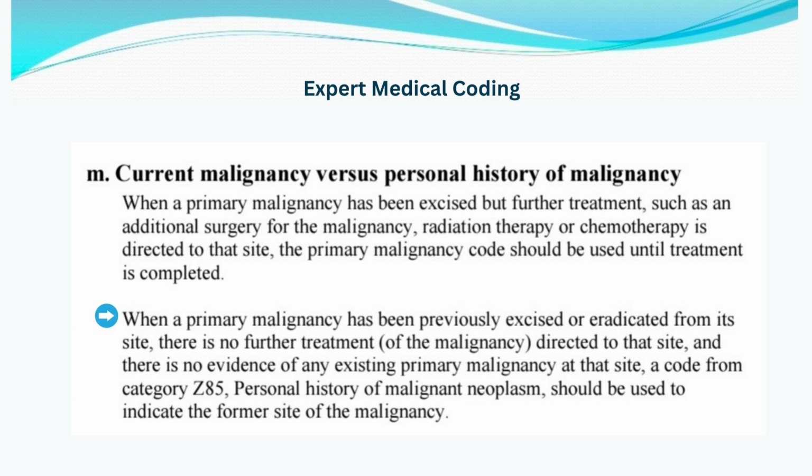When a primary malignancy has been previously excised or eradicated from its site and there is no further treatment of the malignancy directed to that site and there is no evidence of any existing primary malignancy at that site, a code from category Z85, personal history of malignant neoplasm, should be used to indicate the former site of the malignancy.